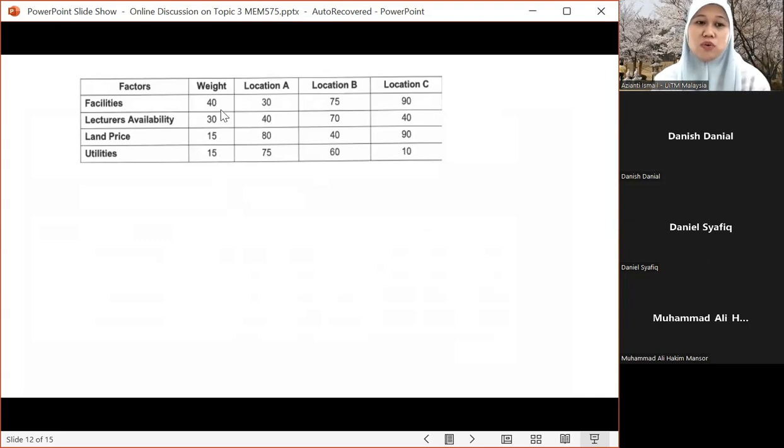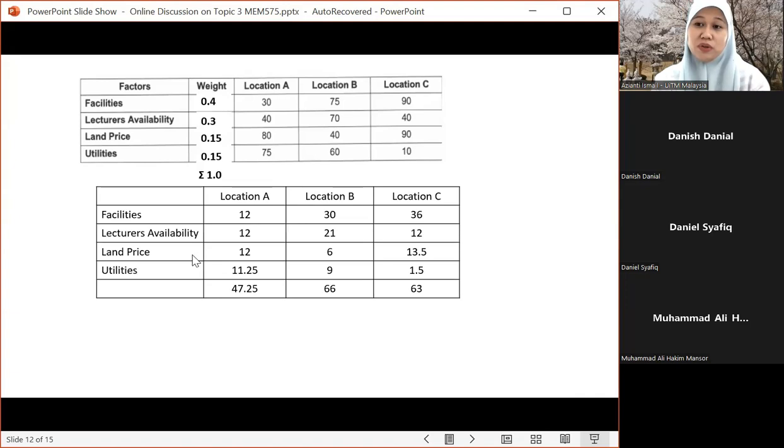So how to convert the weight? Usually the weight will be given as 0.5, 0.4. Since they didn't give it that way, you need to convert first. So sum the weights first. The sum of all the weights here is 100. So you have to convert 40 into point form: 40 over 100, you get 0.4. 30 over 100, you get 0.3. 15 over 100 is 0.15, and the same goes here. So when you add them back, it's going to be 1. Then you start to do the calculation.